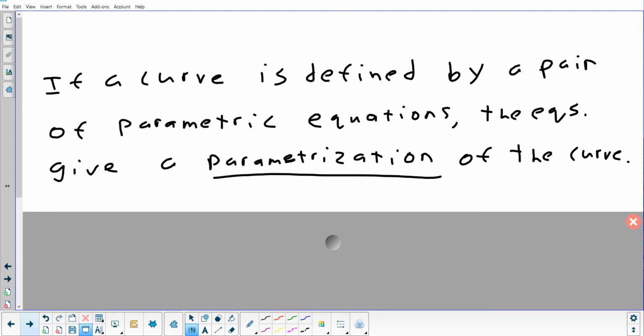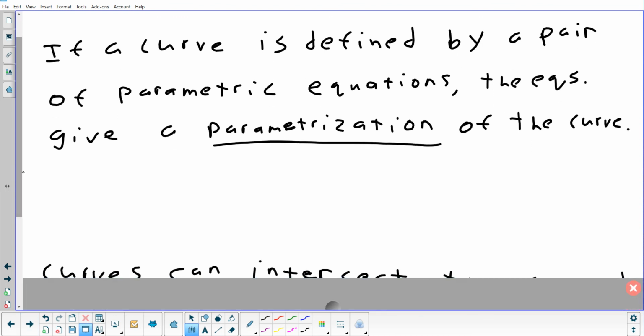So all parametric curves are defined by a pair of equations. At least in 2D, a pair. And what you generally would say is the two equations that you're looking at parameterize or give you a parameterization of the curve. Basically what that means is the two equations give you a formula for this picture. But the fancy word for giving you a formula for it is a parametrization when you're dealing with parametric equations.